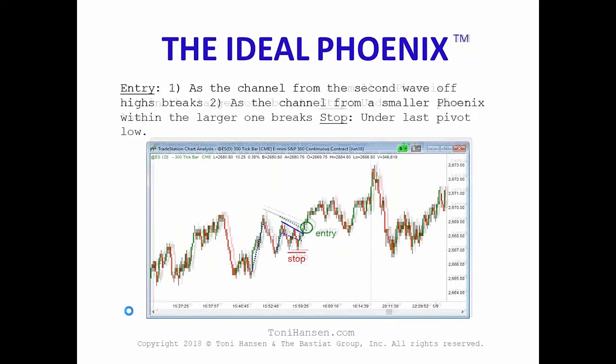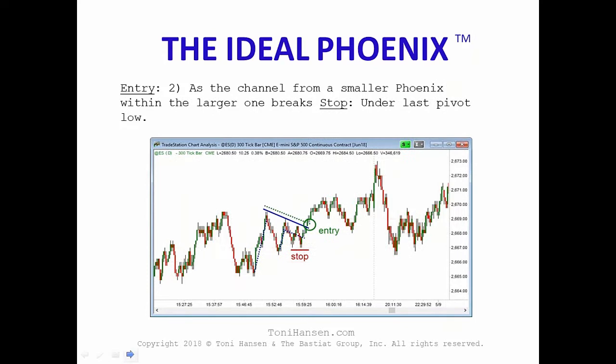And then the third type of entry is using the entire channel of this entire Phoenix. Sometimes what you'll notice is that a Phoenix isn't as clear cut. It might mess around a lot, not give you a smaller time frame setup or a smaller shift in momentum. It might just play around in here, and you don't have that opportunity to get in with a smaller setup. So in a case like that, I will keep my stop under the entire low of that channel and use a breakout in the upper end of the channel.